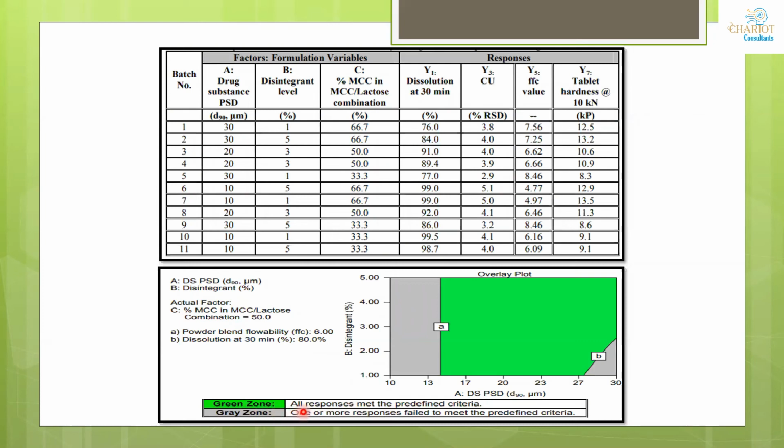The green zone is where all responses meet the predetermined criteria, and the gray zones are where one or more responses failed to meet the predetermined criteria. So is it clear from this image?